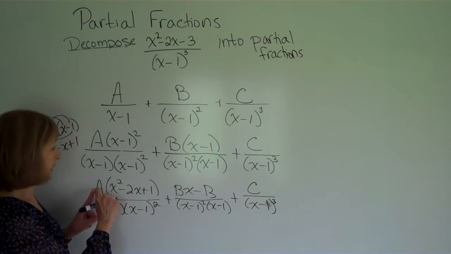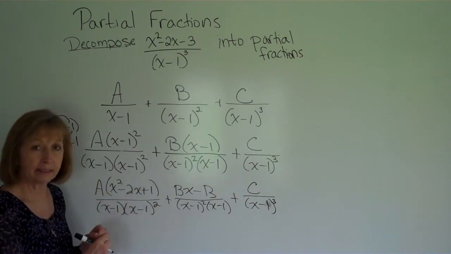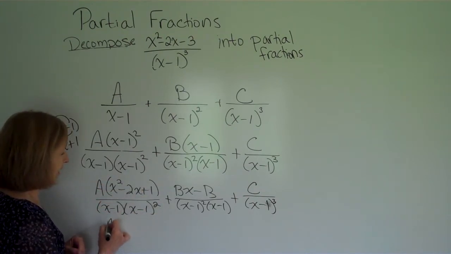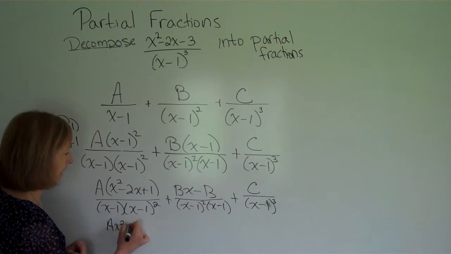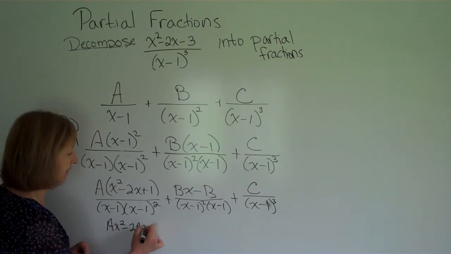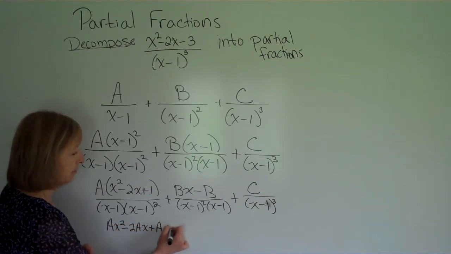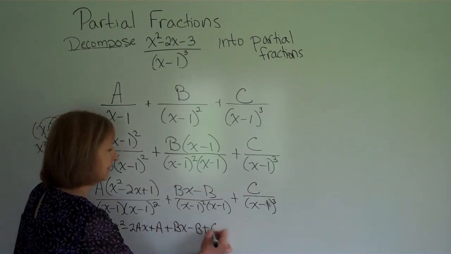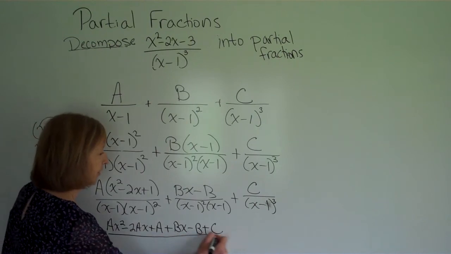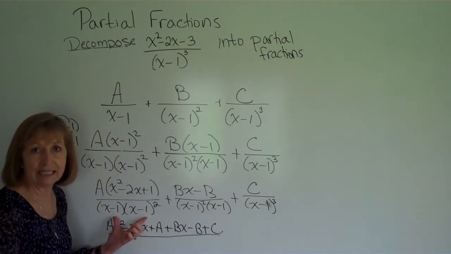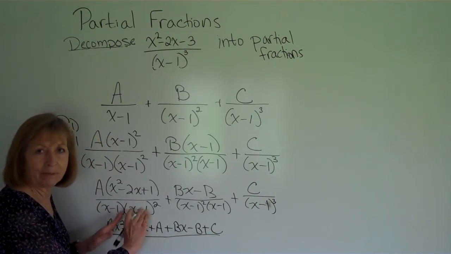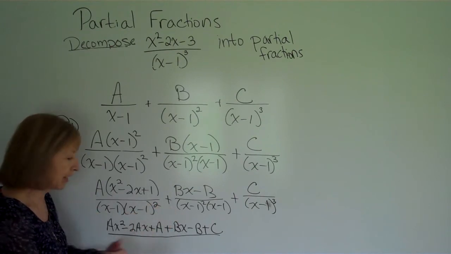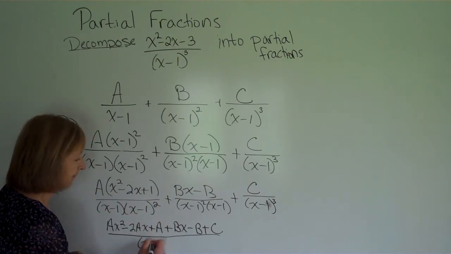Okay, so we're going to distribute the a through. So I have ax squared minus 2ax plus a plus bx minus b plus c all over, and each of these, if you were to write it as keep the base, add the exponents, is your x minus 1 cubed.